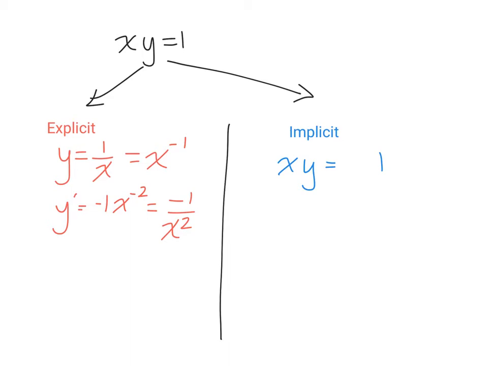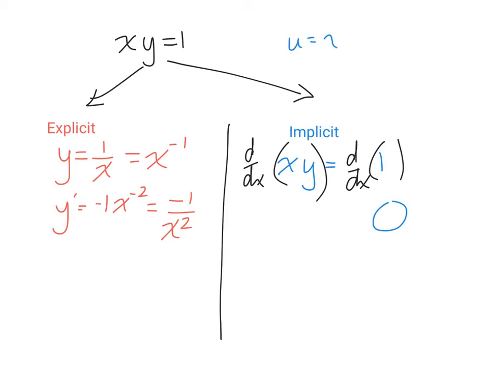and I can show that by taking d dx. Remember, that was one symbol for taking the derivative of the left side, and I'm going to take the derivative of the right side. Now the right side is easy. The derivative of 1 is 0. The derivative of the left side, we have x times y, so you're going to have to remember to use the product rule. So using the product rule, I can let u equal x and v equal y.